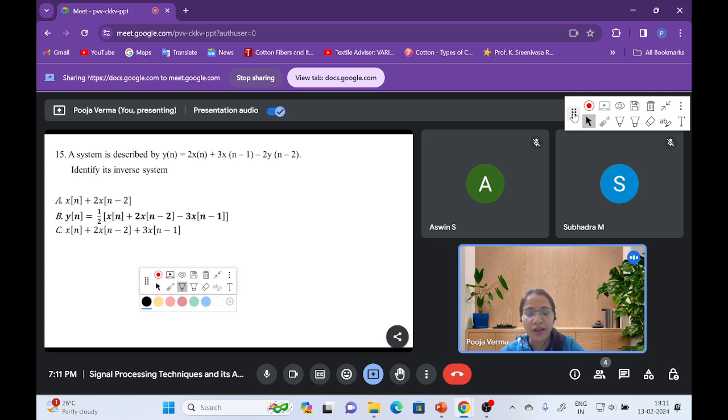In order to find the inverse system, just try to replace x with y and y with x. Then find the output, that is y of n.